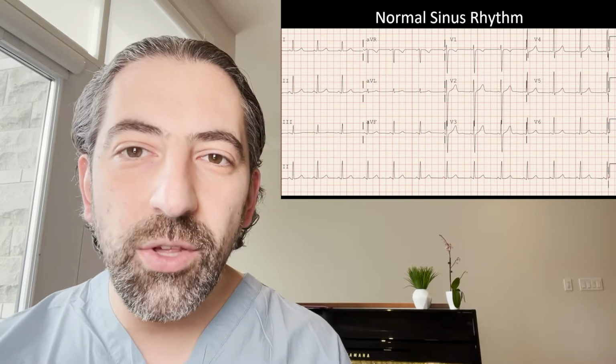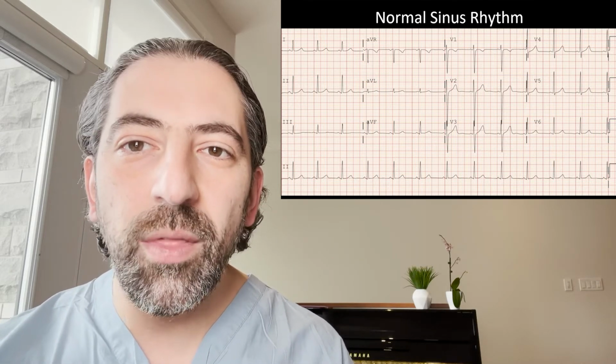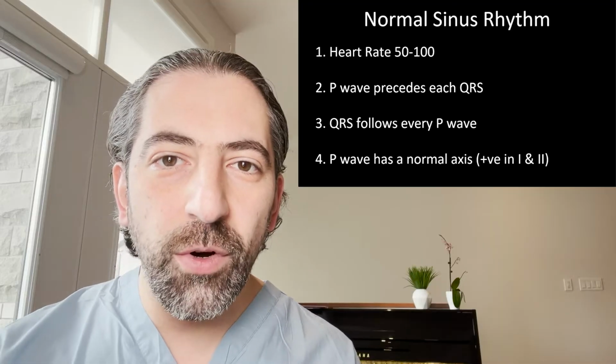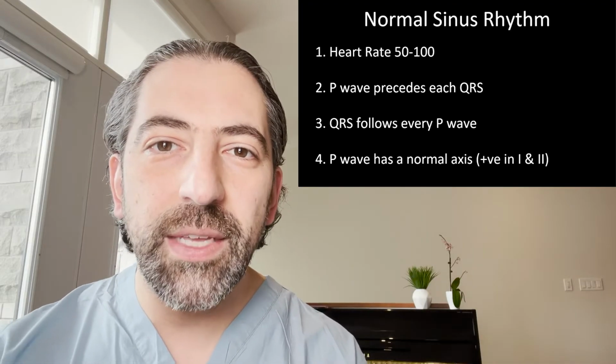How do we know on an ECG that the patient is in normal sinus rhythm? Well, there's 4 things that need to happen. Number 1, the heart rate has to be between 50 and 100 beats per minute. Number 2, there should be a P wave preceding each QRS complex. Number 3, there should be a QRS complex following every P wave. And number 4, the P wave should have a normal axis, meaning the P wave should be positive in leads 1 and 2. If you have all 4 of those things, then the patient is in normal sinus rhythm.